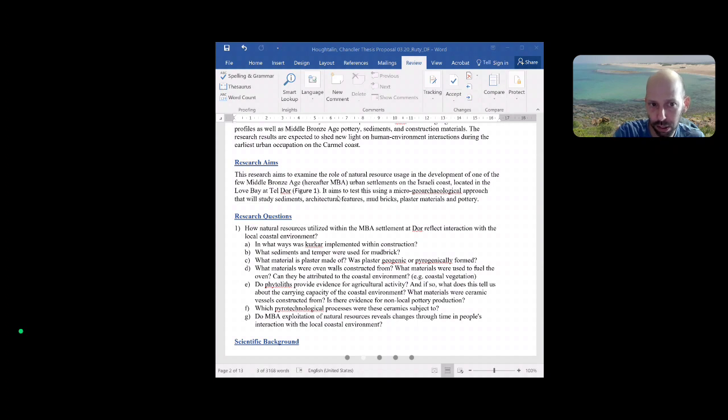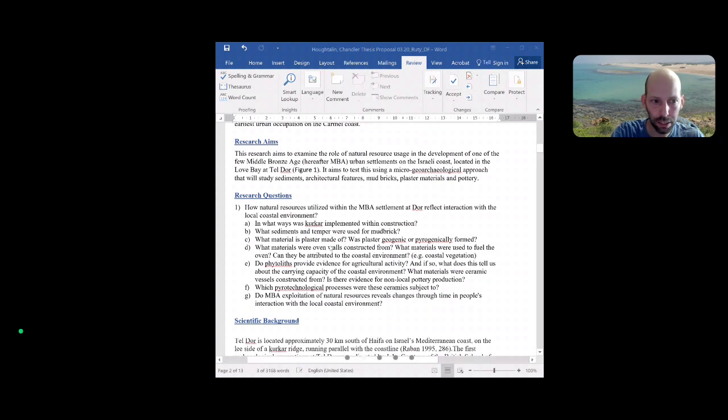And it continues to say that the way I'm going to look at natural resources usage and how it's correlated to the development of urban settlements is using a microgeological approach. So I'm not going to look at botanical remains, or at architecture. I'm looking at a microgeological approach, and I will study sediments, also architectural features, mud brick, plaster materials, and pottery. And then the research questions, you can see here.